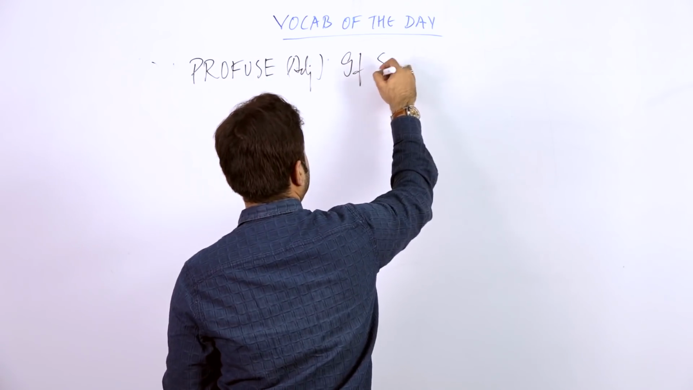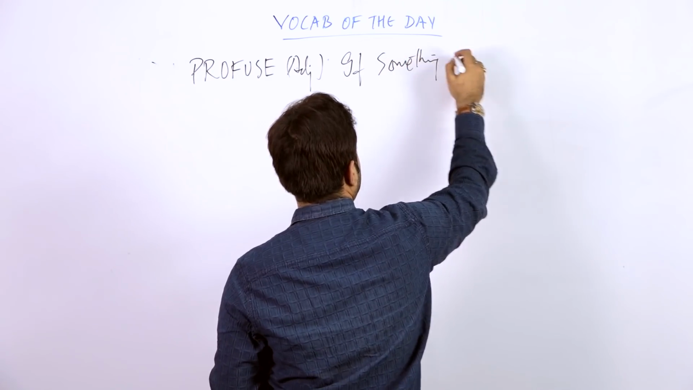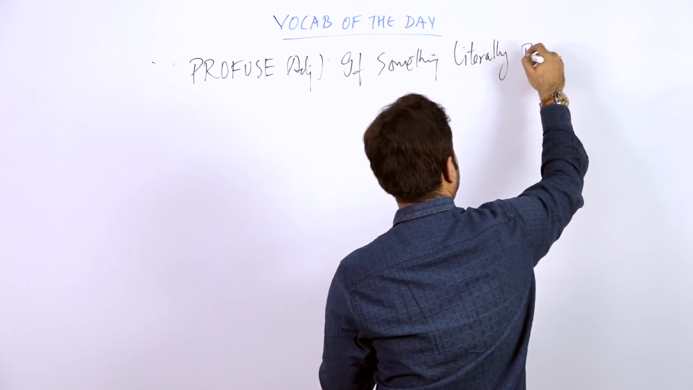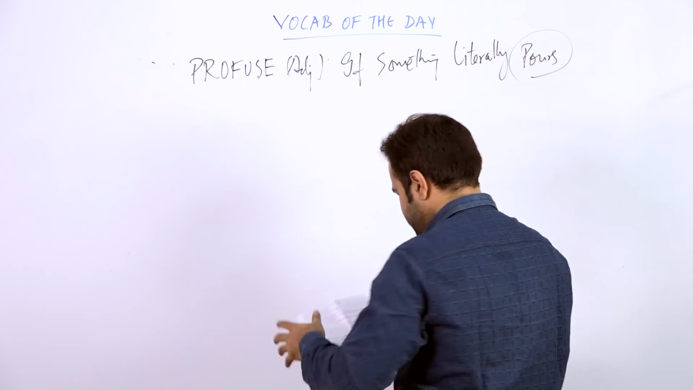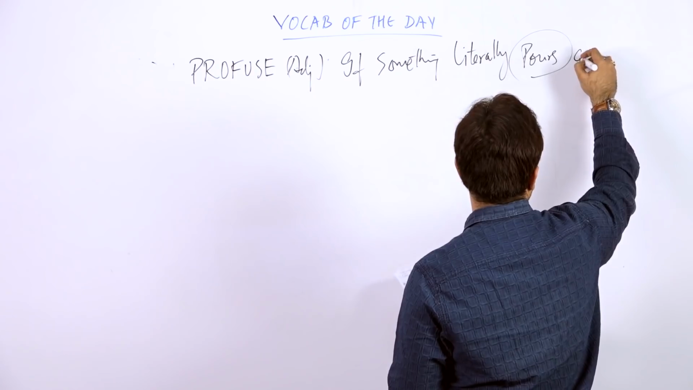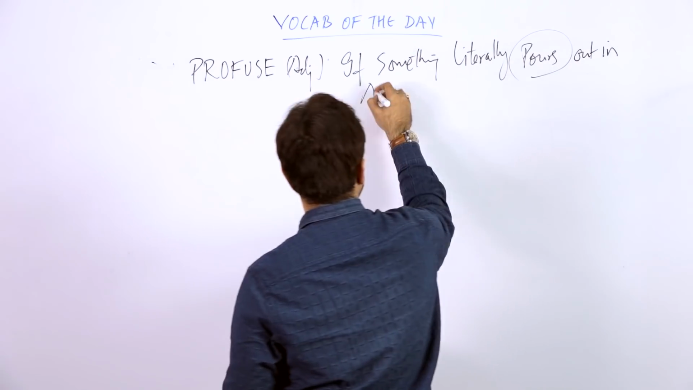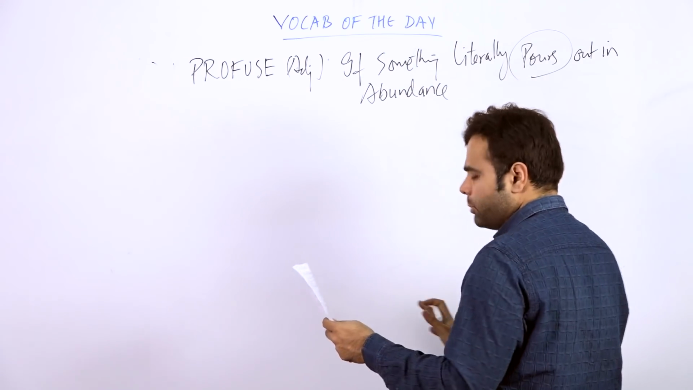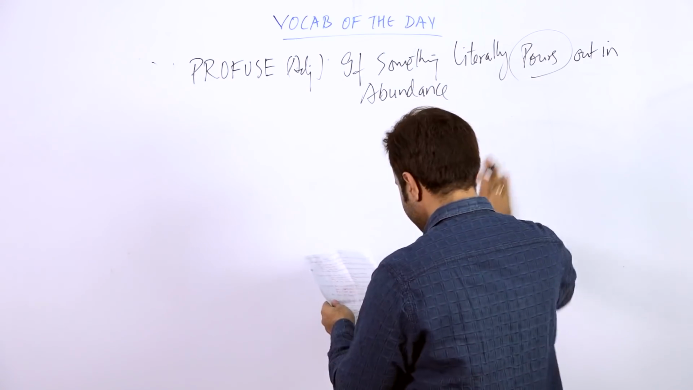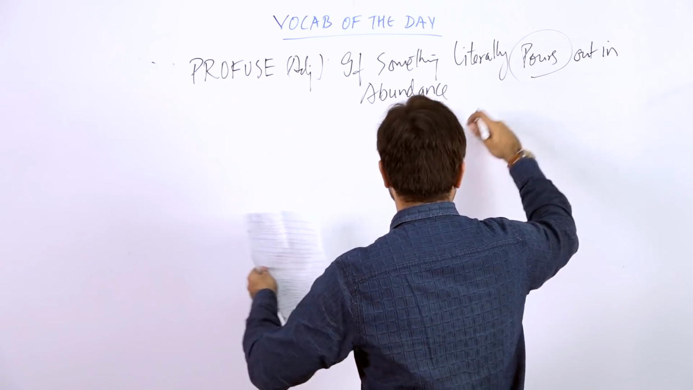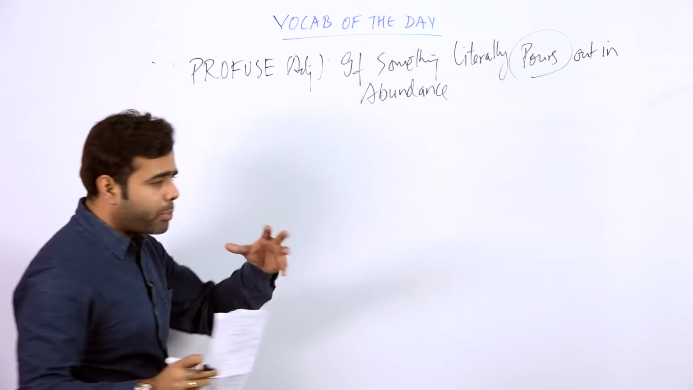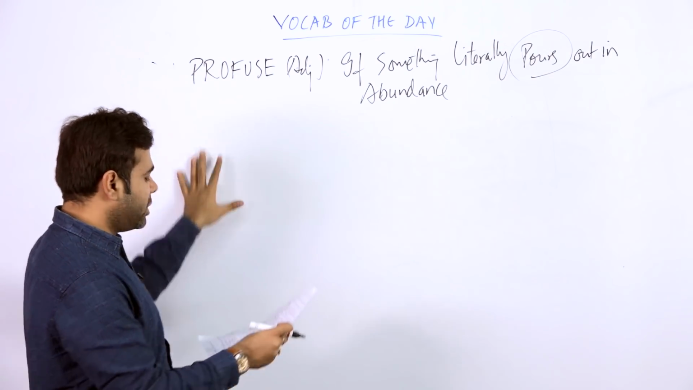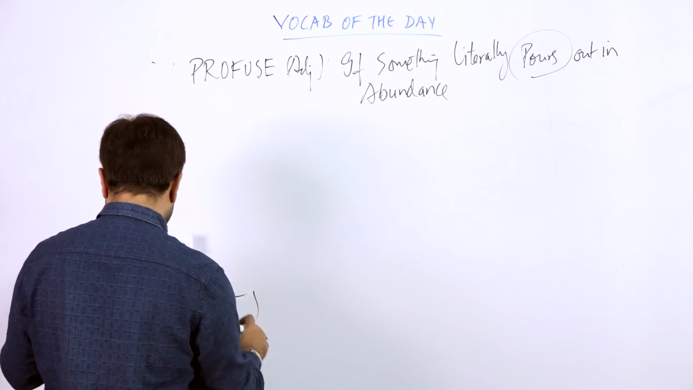Here I am writing, if something literally pours out, which comes out in abundance, pours out in abundance. Are you getting, students? This will help you. What I am writing on the board will help you to understand more easily. That is abundance, we can say it is profuse. If something literally pours out in abundance, something is coming out of something in abundance, we can simply say the word profuse.